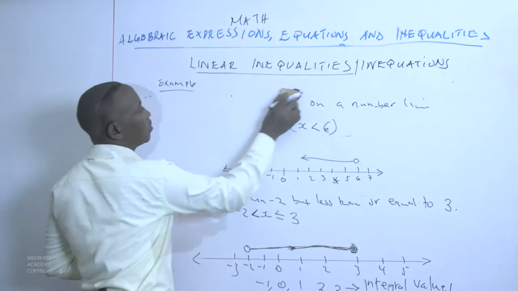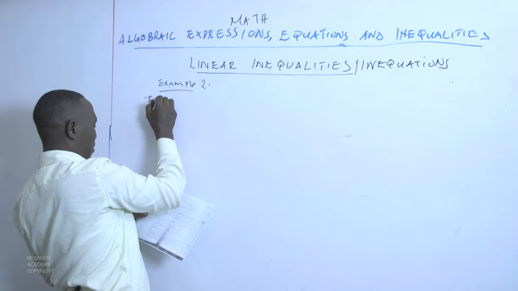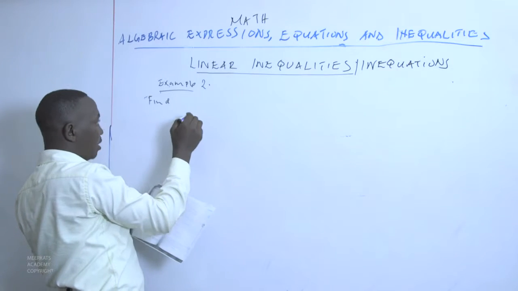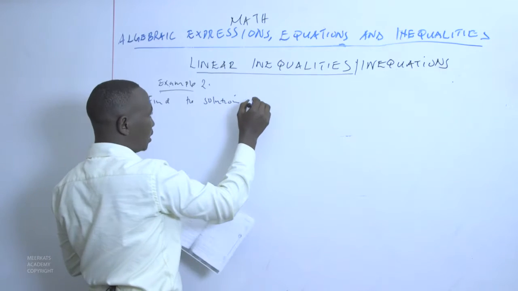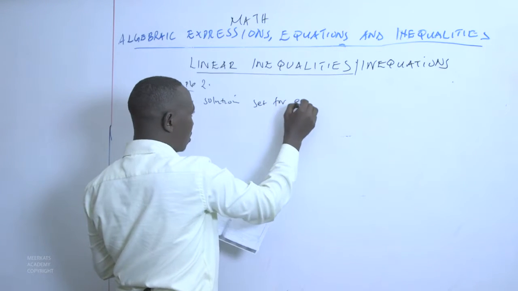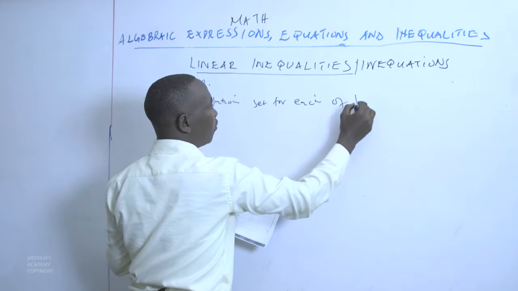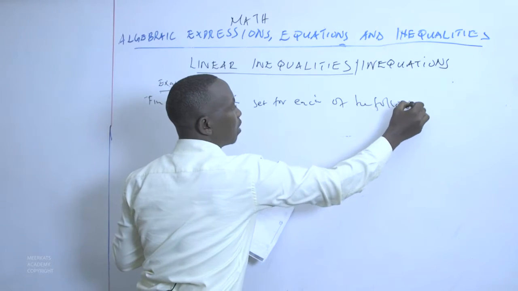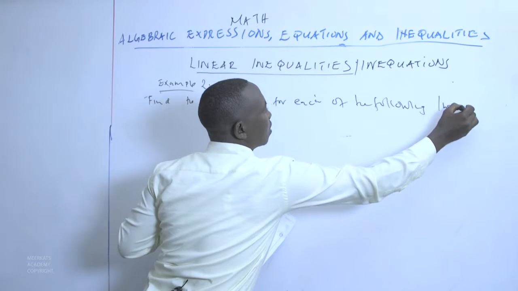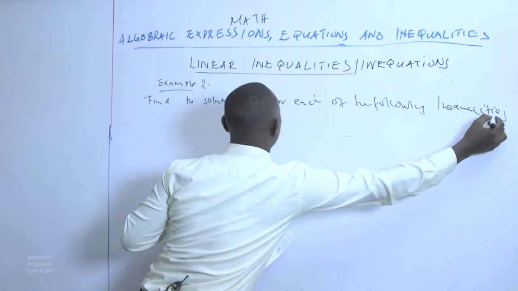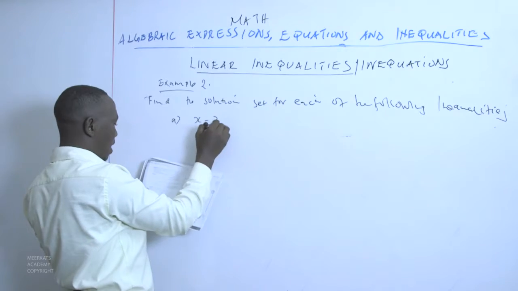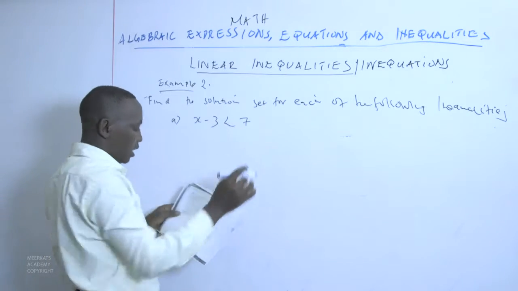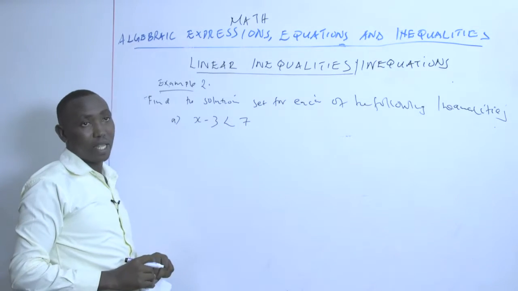Example 2. Find the solution set for each of the following inequalities. Number 1, x minus 3 is less than 7.